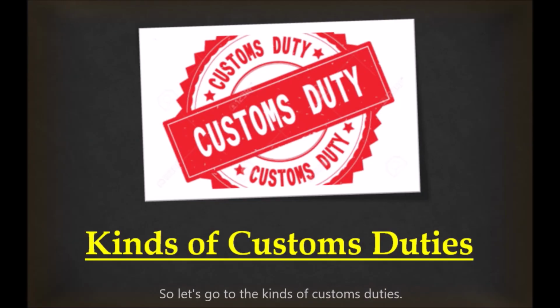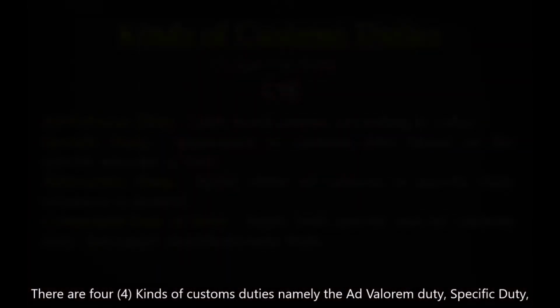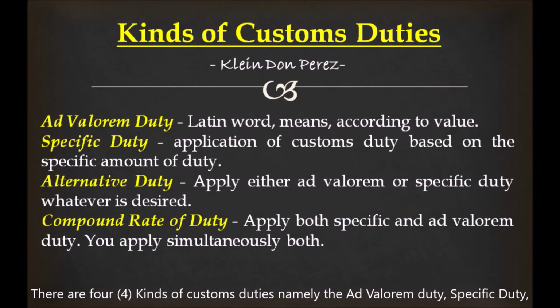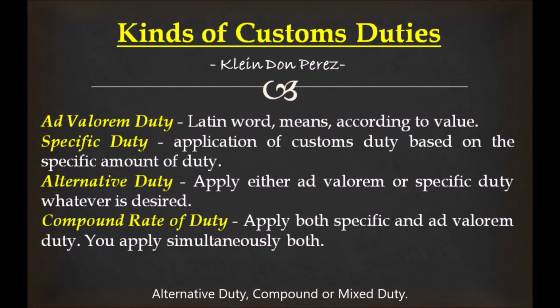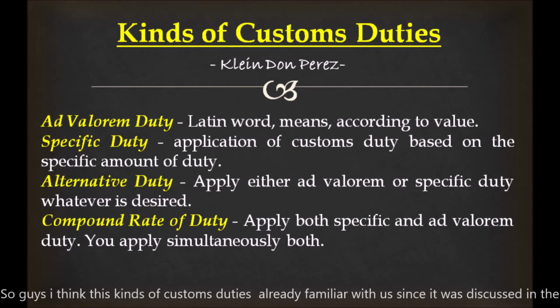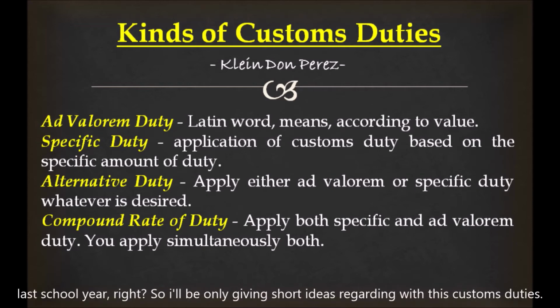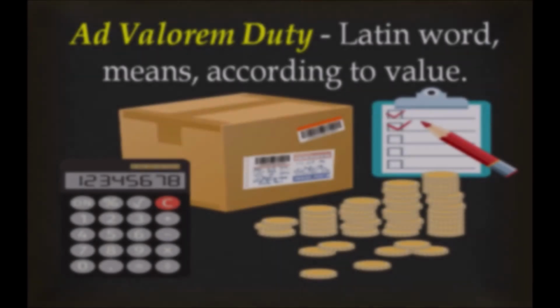So let's go to the kinds of customs duties. There are 4 kinds of customs duties, namely the ad valorem duty, specific duty, alternative duty, compound or mixed duty. So guys, I think these kinds of duties are already familiar to us since they were discussed last school year, right? So I'll only be giving short ideas regarding these customs duties. So the first one is the ad valorem duty.